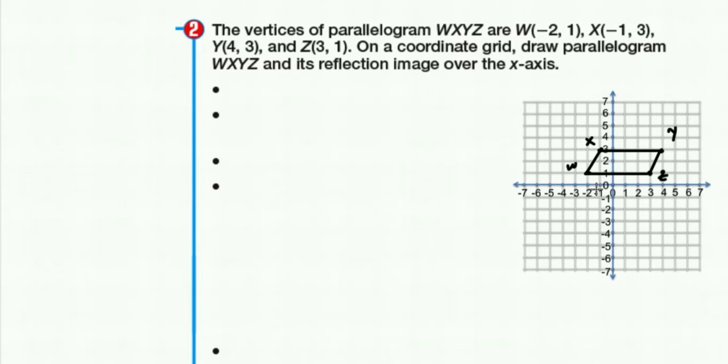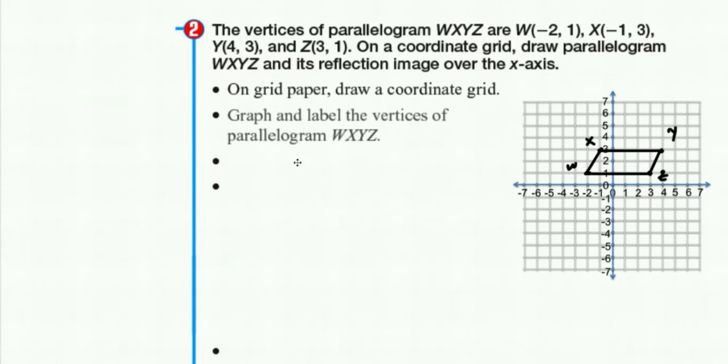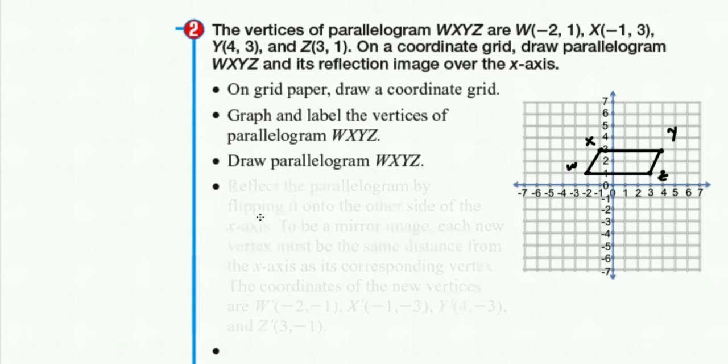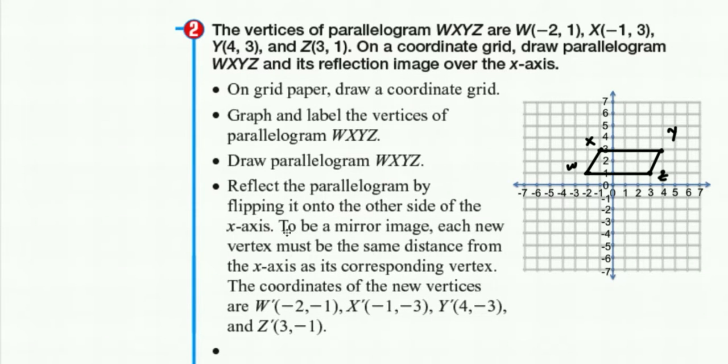Now we're not using a geomirror, so what do we do? Remember, it's simply flipping the figure around, so these are the steps that we need to take. First, on grid paper, draw the coordinate grid. We're done. Graph and label the vertices of parallelogram WXYZ. That's done as well. Draw parallelogram WXYZ. That's also done. So this is our next step. Reflect the parallelogram by flipping it onto the other side of the x-axis. But how do we do this?